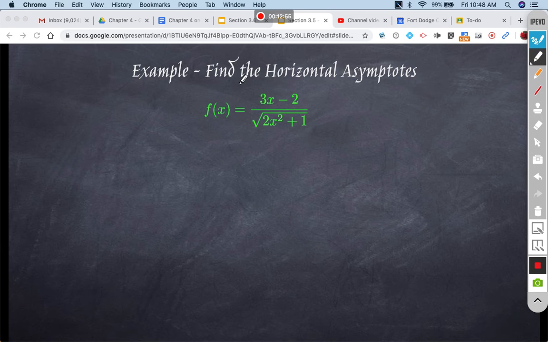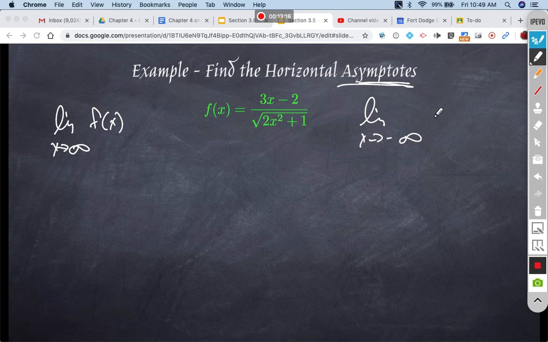So again, when I'm looking for the horizontal asymptote, I want to take both the limit as x approaches infinity of f of x and the limit as x approaches negative infinity of f of x. I've got to look at it on both sides because they won't necessarily be the same.